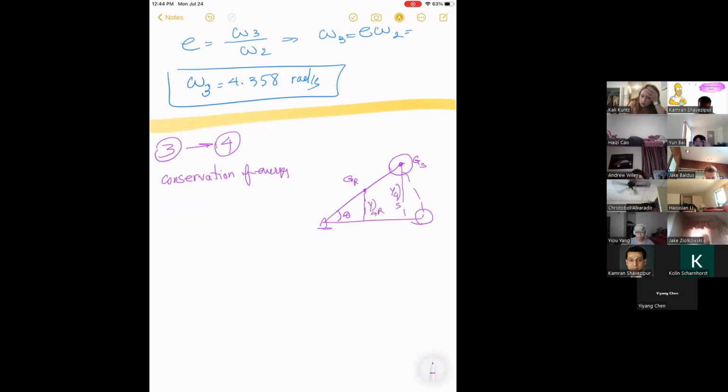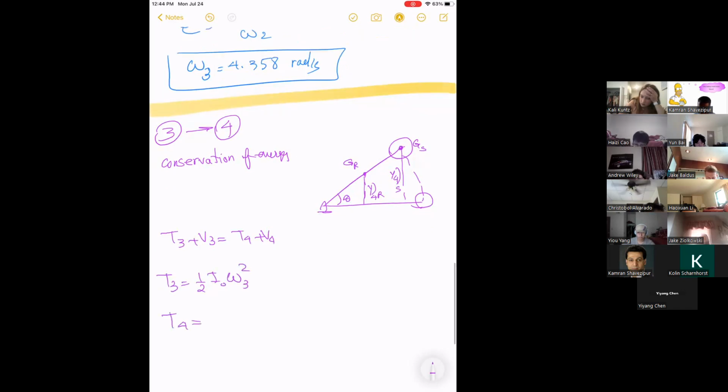Right? Now let's just go 3 and 4. T3 plus V3 equals T4 plus V4. T3 is half I_O omega 3 squared. T4 is 0 because at this position, this is the maximum, it's going to momentarily stop. Then V3, again, if this is your Y, it's going to be 0. And V4, look at here for a second, please.